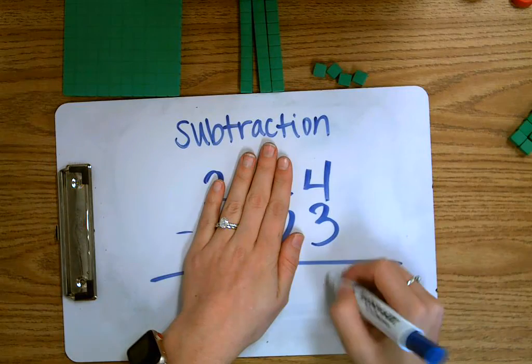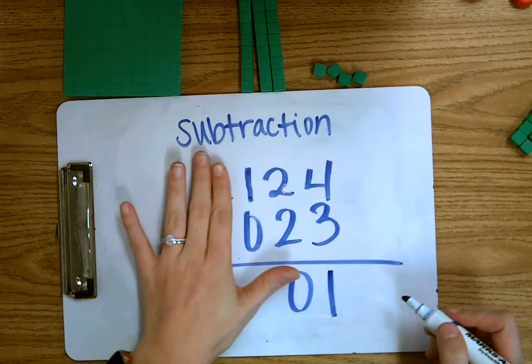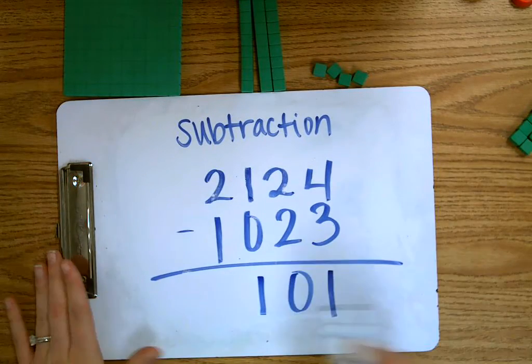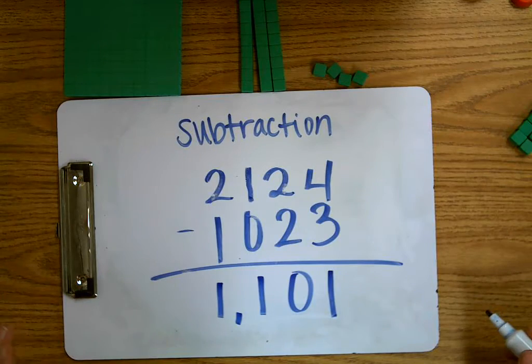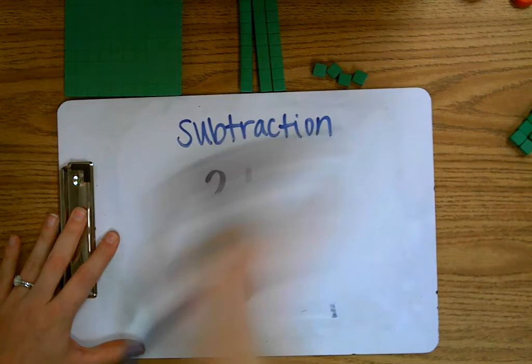4 take away 3 is 1. 2 take away 2, nothing left. 1 take away nothing, still got 1. And 2 take away 1, we're left with 1. This is probably familiar to you. You probably have this part of subtraction down.